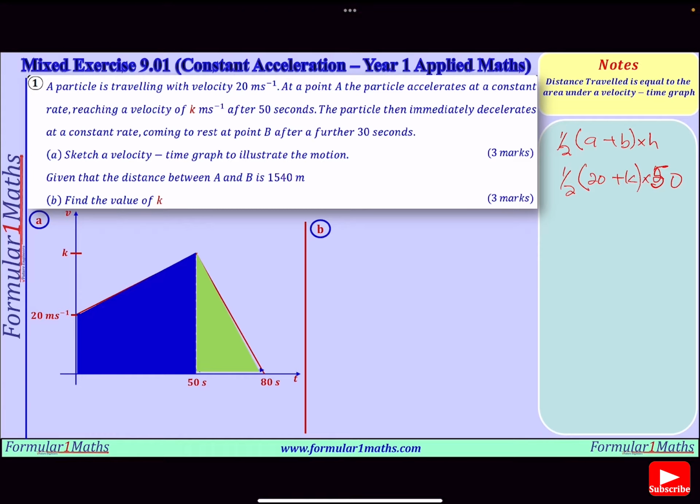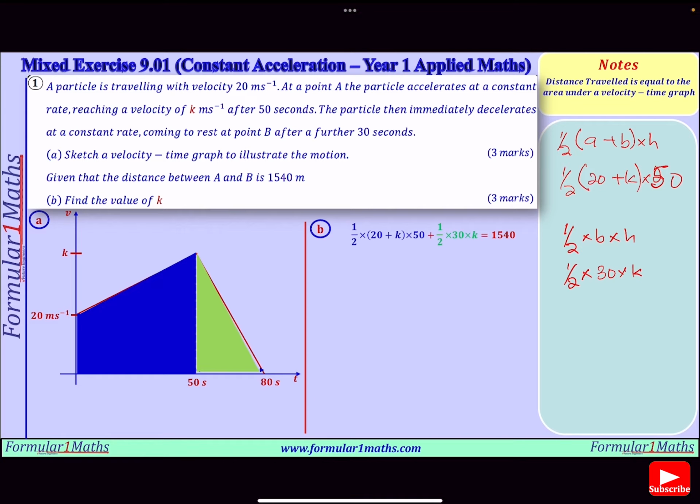For the green section, we're going to use the area of a right-angled triangle. This is given by half times the base times the height, where B is 30 seconds, and H is the height here, which is k meters per second. If we add these two, we get the total area, which will be equal to the distance between A and B, which is 1,540. So we have this equation here.